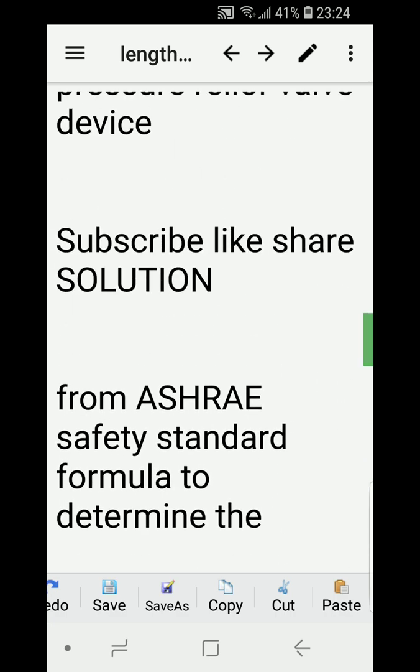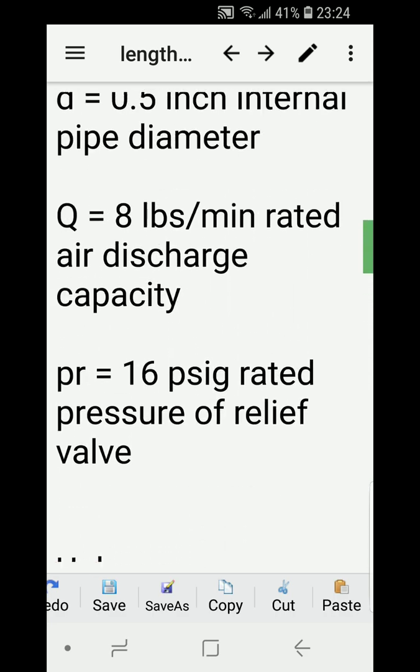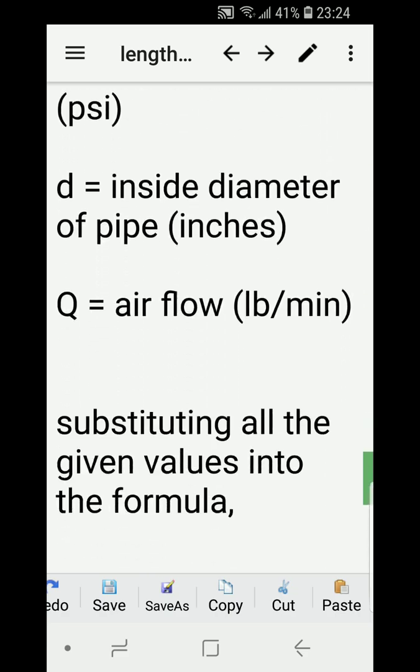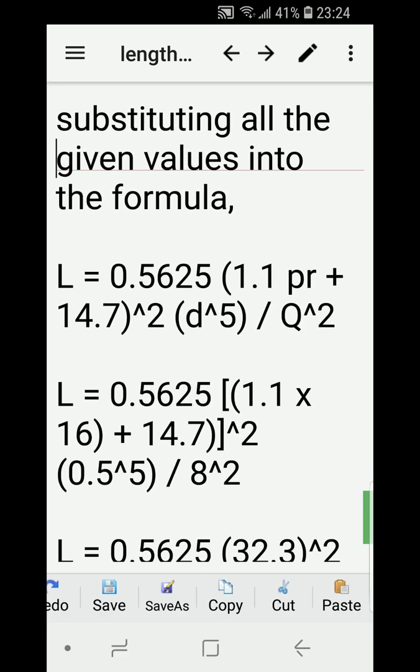Since we're given all the values that we need right there, all we need to do is to substitute into the formula. So we have L is equal to 0.5625 times 1.1 times 16 plus 14.7 quantity squared times 0.5 to the fifth power divided by 8 squared.